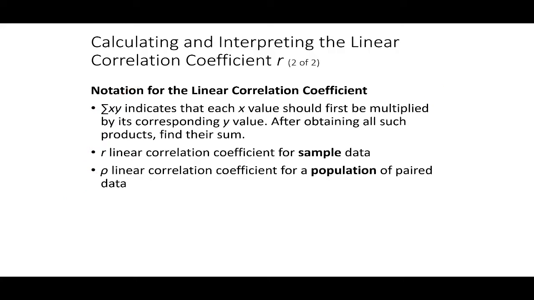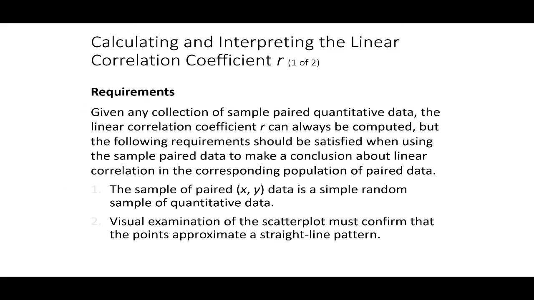Sigma xy indicates that each x value should first be multiplied by its corresponding y value, and after that we add. R stands for the linear correlation coefficient for the sample, and rho stands for the linear correlation coefficient for the population. So that's the difference, sample versus population.